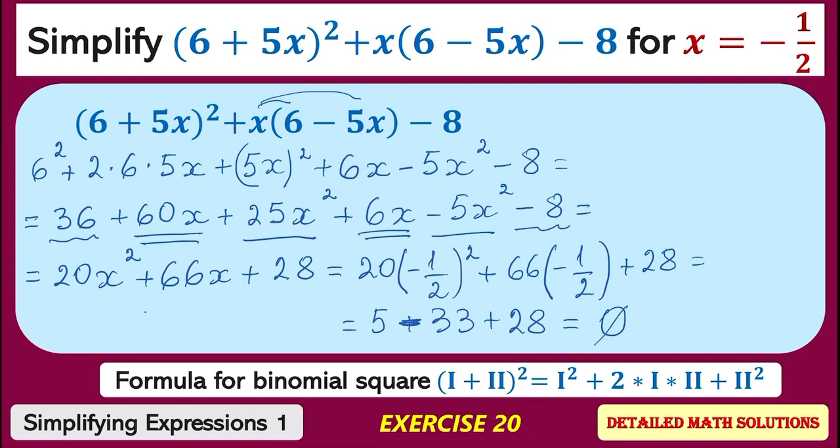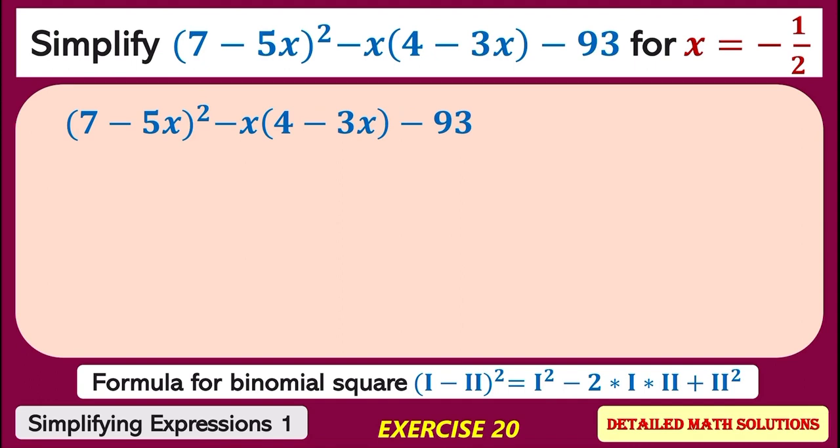Therefore, the first expression simplifies to 0 for x equals -1/2. Next, I'm going to use the same approach and simplify the second expression. I'm going to use the formula for binomial square to expand the binomial square (7 minus 5x) squared. When I do that, I get 7 squared minus 2 times 7 times 5x plus (5x) squared.